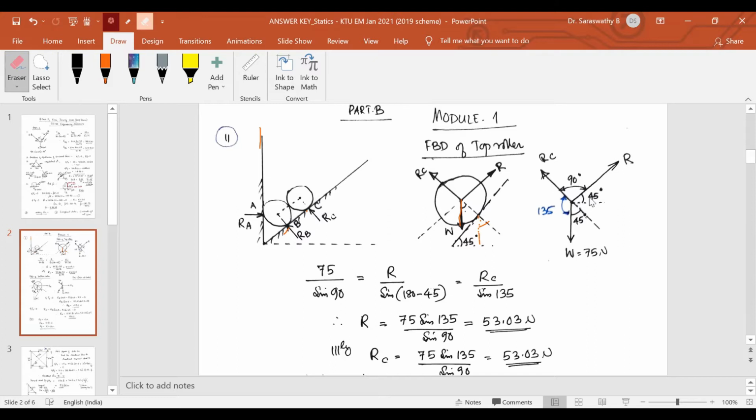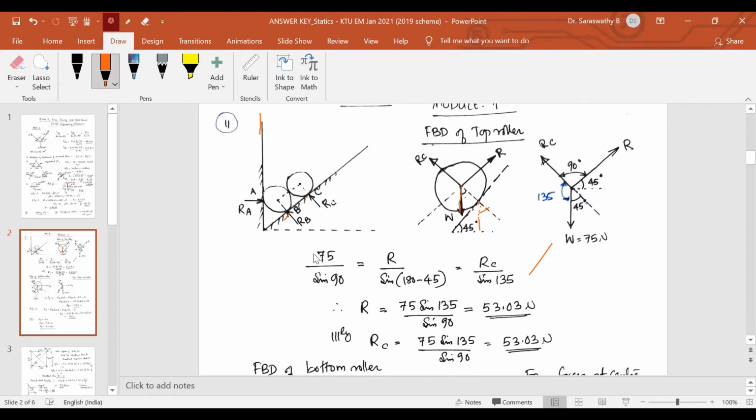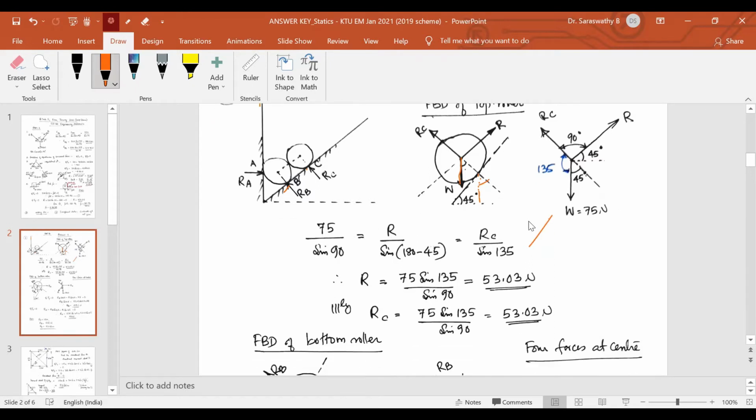Now 75 by sine 90 is equal to RC divided by sine of this angle. If this is RC, the total angle is 90 plus 45, that is 135, and R divided by this angle, that is also 135. So I have written Lami's theorem. Solve between these. Taking the first two, you can get R. Then taking the first and the last, you can get RC.